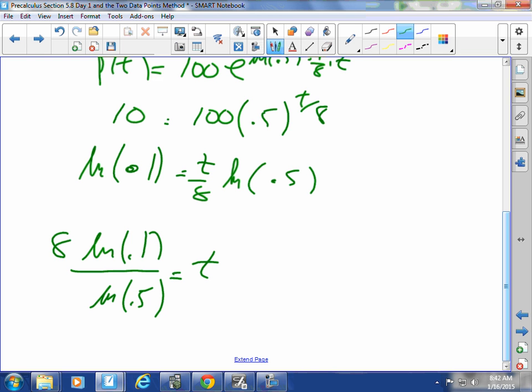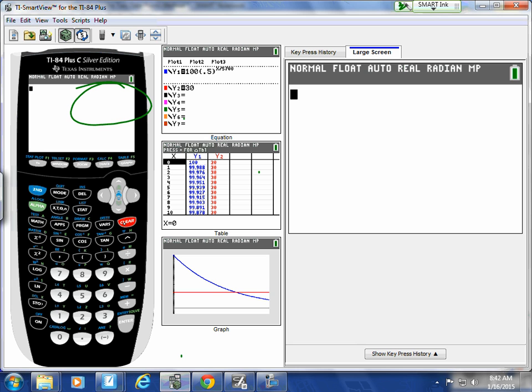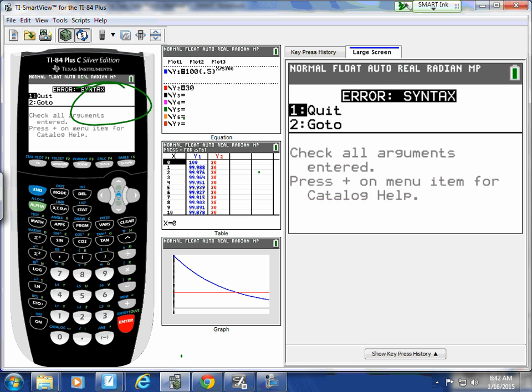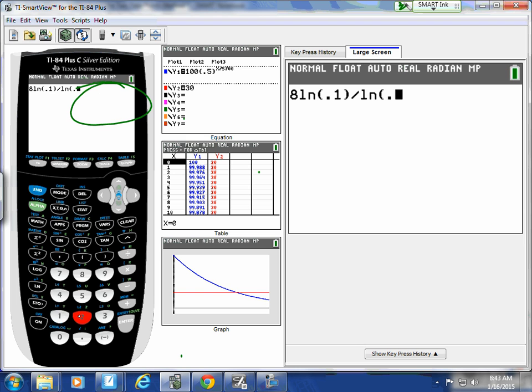And what's happening after just a couple of examples, you start to be able to visualize where the numbers are going to be. It doesn't take long. You'll get to the point where you don't even have to write this stuff down anymore. You'll just know where the numbers end up in the final solution. So this is the exact value of the solution, and then we can punch that in. 8 ln 0.1 over ln 0.5. It'll take about 26.57 days to get to 10%.